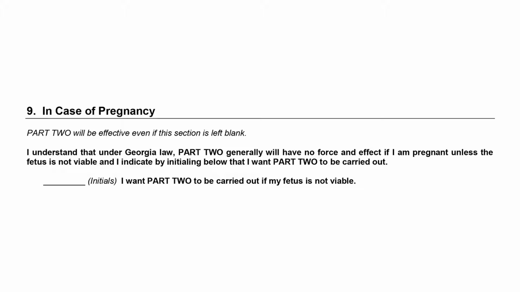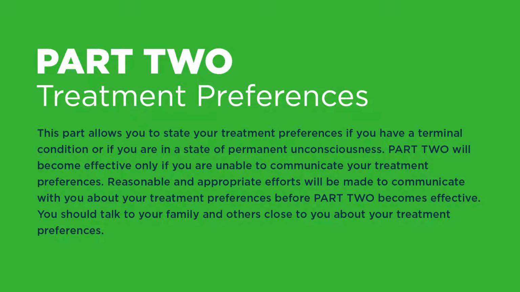In summary, Part 2 of the Advance Directive is called Treatment Preferences, and it lets you specify whether you do or do not want aggressive treatments like CPR and life support in either of the serious conditions described. One question that comes up frequently is whether these choices are set in stone.